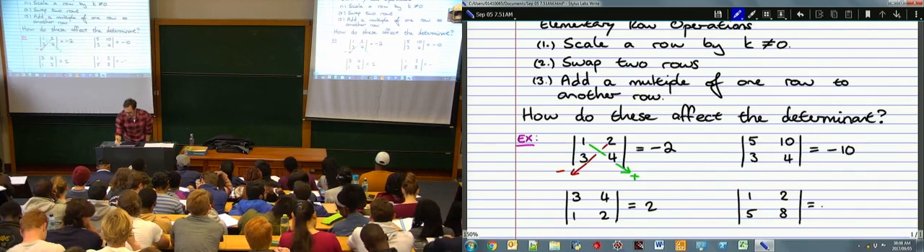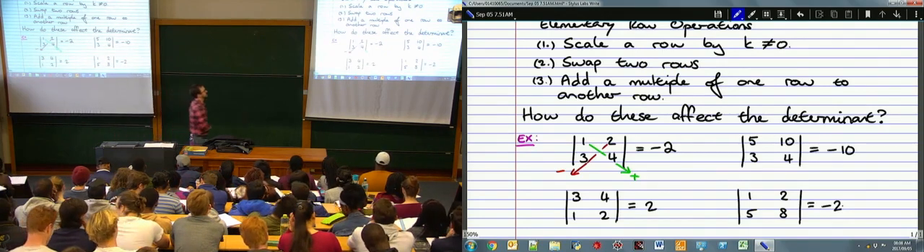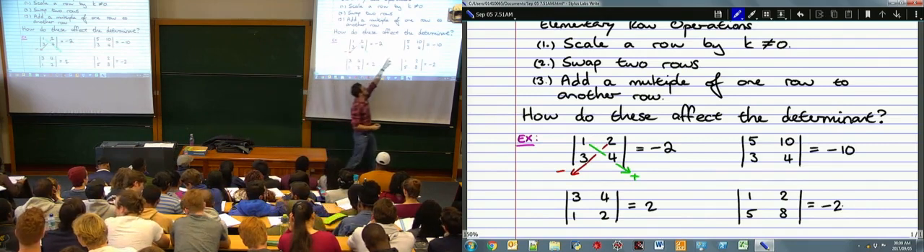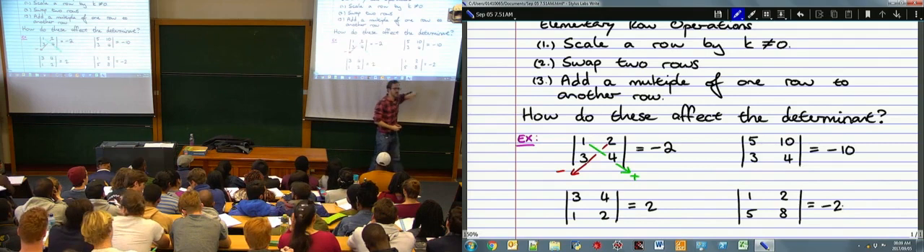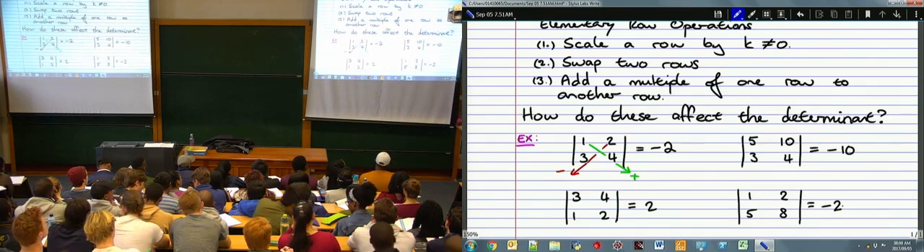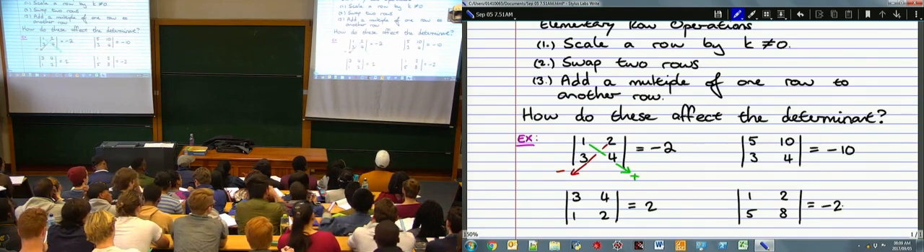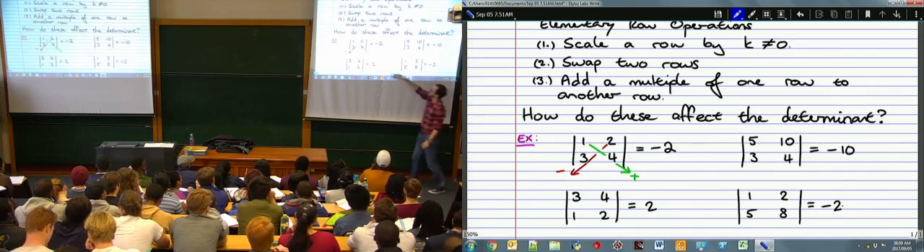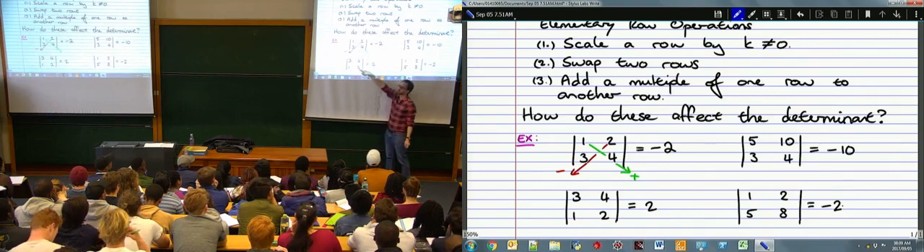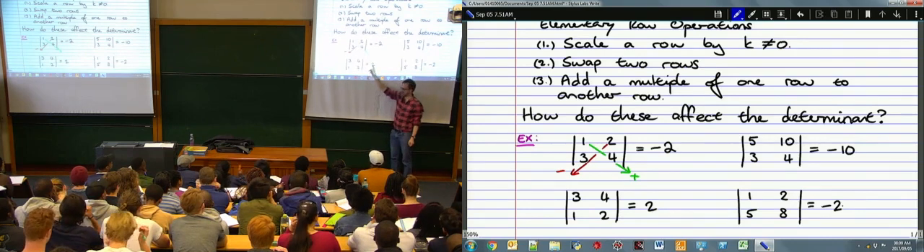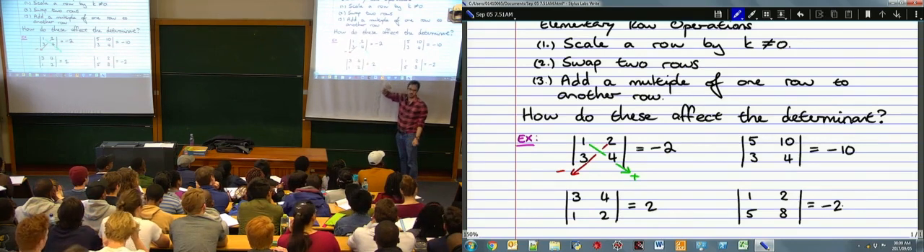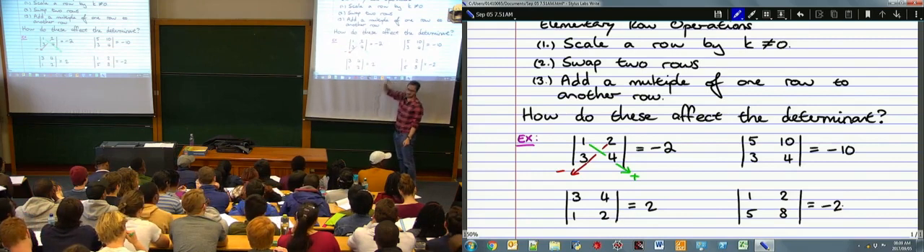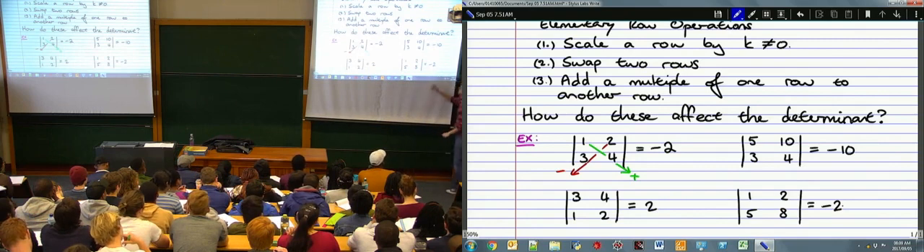All right, so the guesses that we might make, and what we're going to try to show, is that if you scale a row, over here we've scaled this first row by a factor of 5, by a constant k, then the determinant is also scaled by that constant k. Over here we've swapped these two rows, and the determinant changes sign, and that turns out to be true in general. If you swap two rows, your determinant stays the same value, it just changes sign.